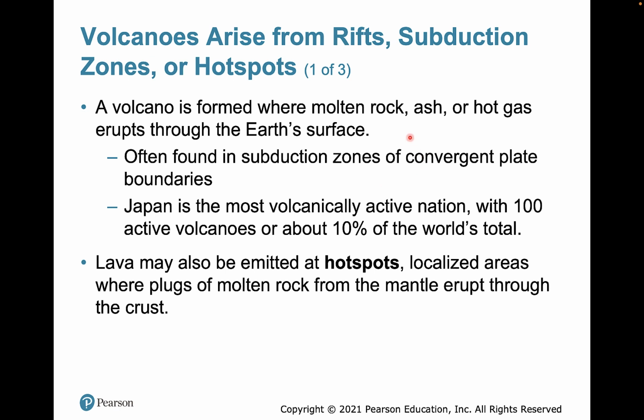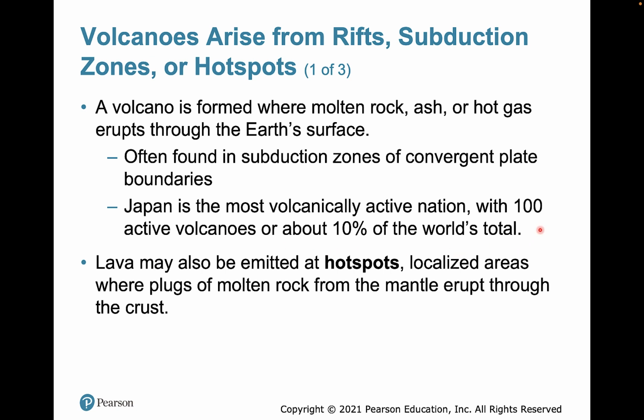So how do we get volcanoes? Volcanoes happen where you have molten rock, ash, or hot gas that comes through the Earth's surface. A lot of times, most of the volcanoes are found on subduction zones where one plate converges under the other. And Japan is the most volcanically active nation, which makes sense because it's on the boundary of the Philippine Plate and the Pacific Plate, which is why you had the earthquakes there.